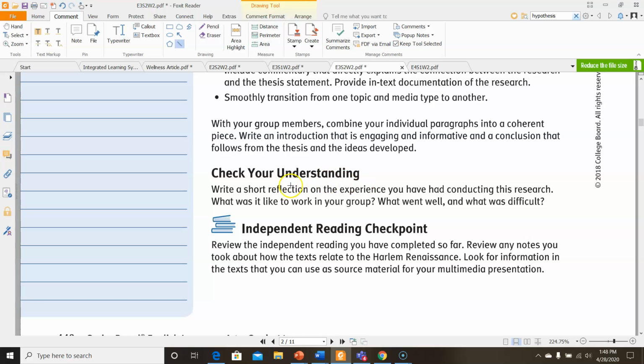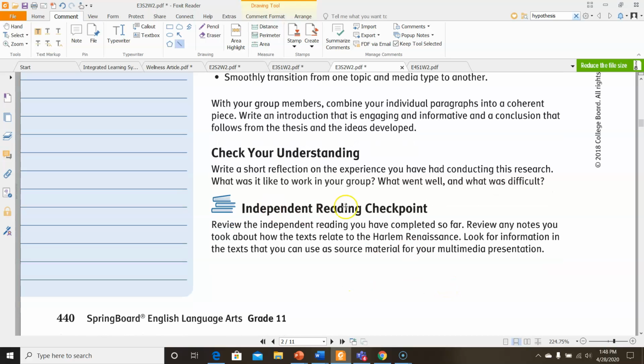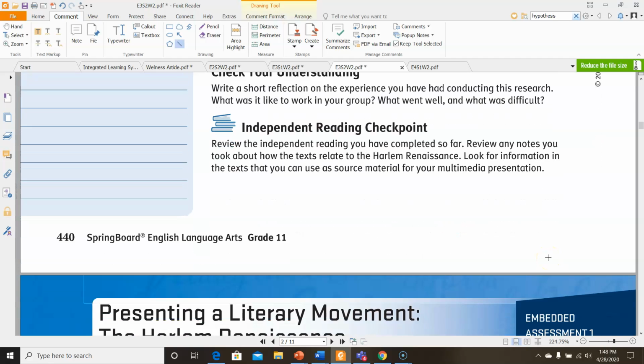Then for check your understanding, you're going to be writing a short reflection on the experience you had conducting this research. So what was it like? What went well? What was hard? And then also review your independent reading you've completed so far. Review notes you might have taken about how the text relate to the Harlem Renaissance, and look for information in the text that you could use as source material for your multimedia presentation.